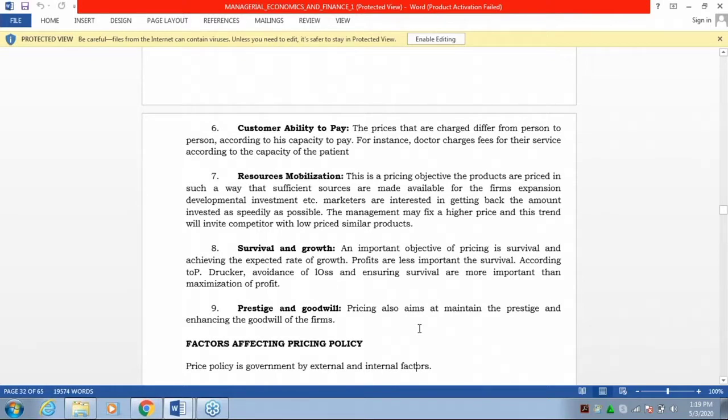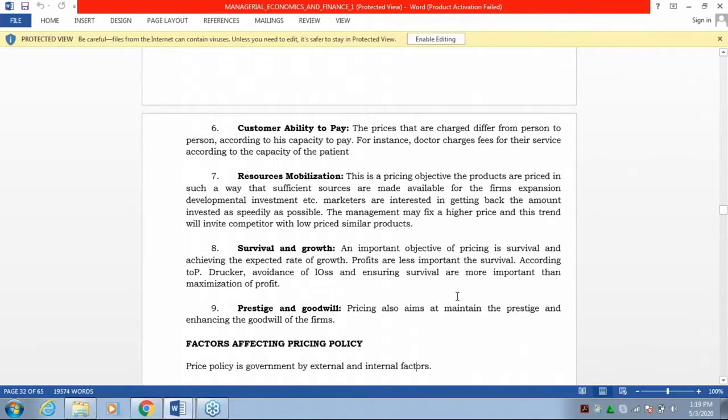Now the marketer is interested in getting back the amount invested as speedily as possible, and the management may fix a higher price. And this trend will invite a competitor with a low-priced similar product. And we have survival and growth. Yes, and this is an important objective of pricing as well: survival and achieving the expected rate of growth.